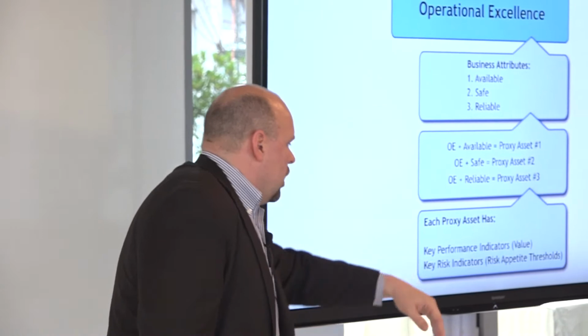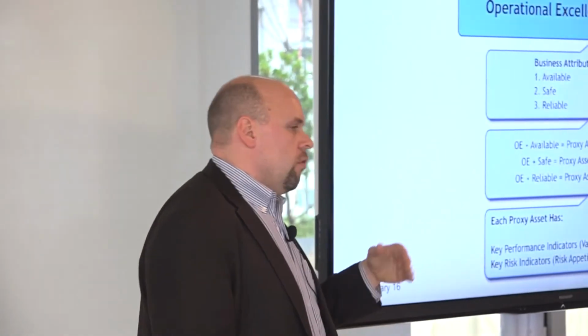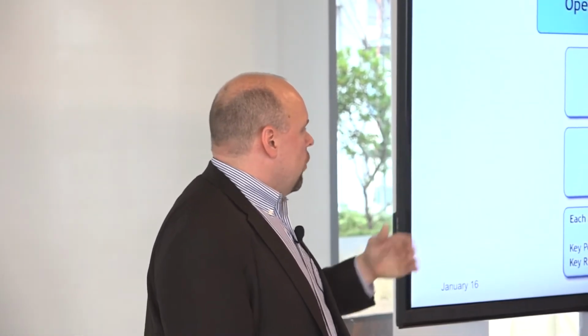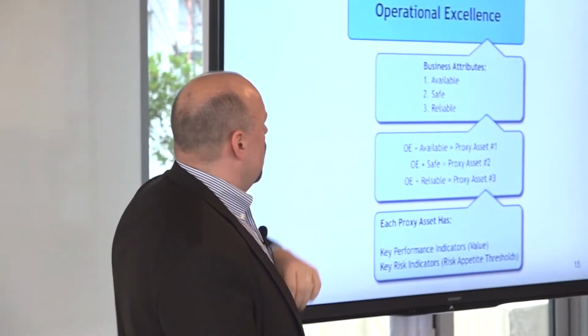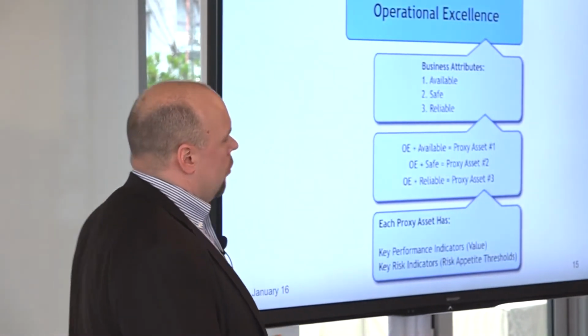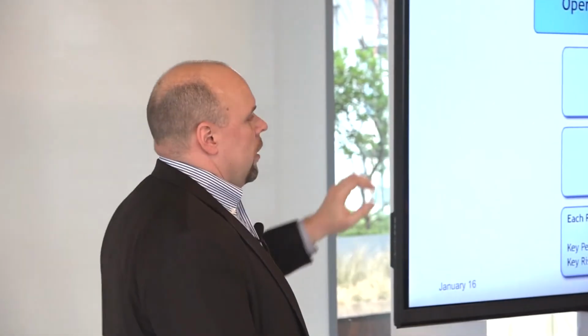So now I can identify key performance indicators, like how I'd measure that value. And I can also identify key risk indicators around the appetite for, or the threshold at which I would cross my risk appetite. So when you think about an easy one such as availability, maybe I have certain systems such as my MRP or something that's actually critical to operational excellence.